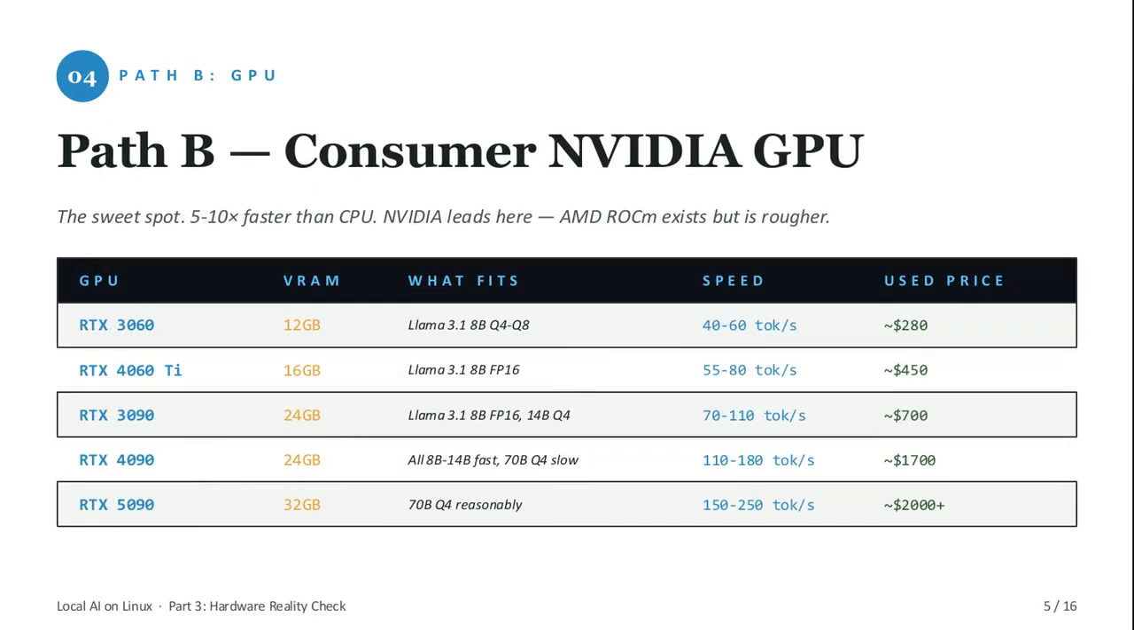Now, if you've got even a modest budget, a consumer NVIDIA card changes the game, 5 to 10 times faster than CPU, and that's not marketing fluff. A used RTX 3060 with 12 gigs of VRAM runs a Llama 3.1 8B at around 50 tokens per second for under $300. Step up to a 3090 and you've got 24 gigs, enough headroom for 14B quantized models at 100 tokens a second. The 4090 and 5090 are where 70B becomes realistic, but you're paying for it. And yes, AMD's ROCm exists. It works, but expect more friction.